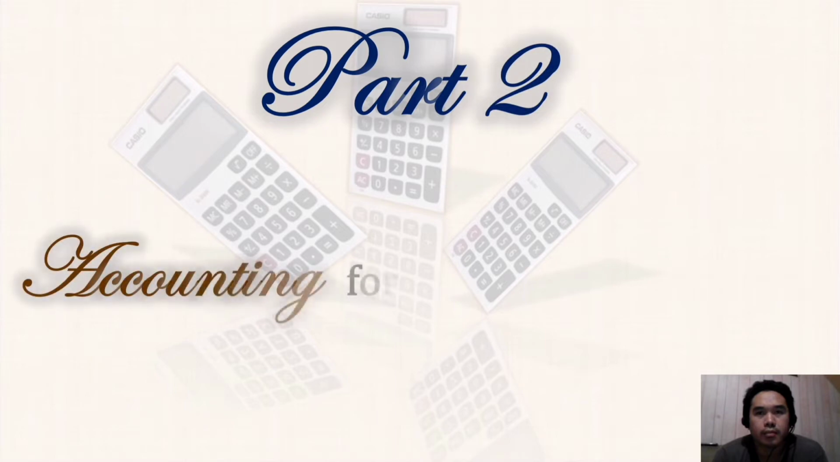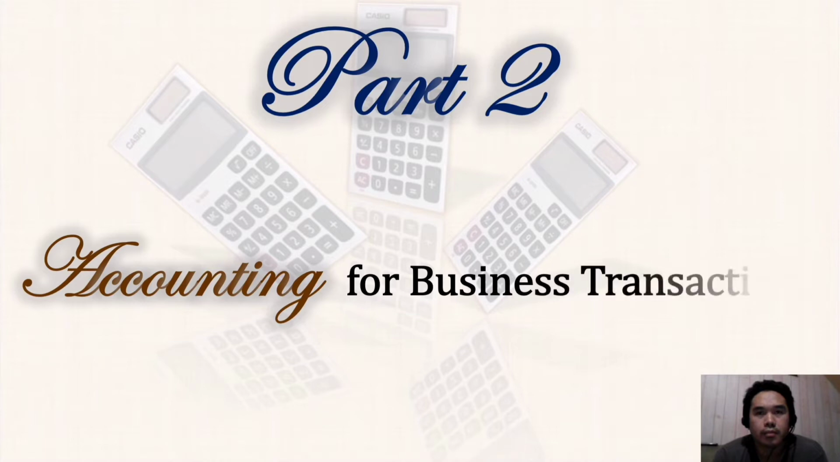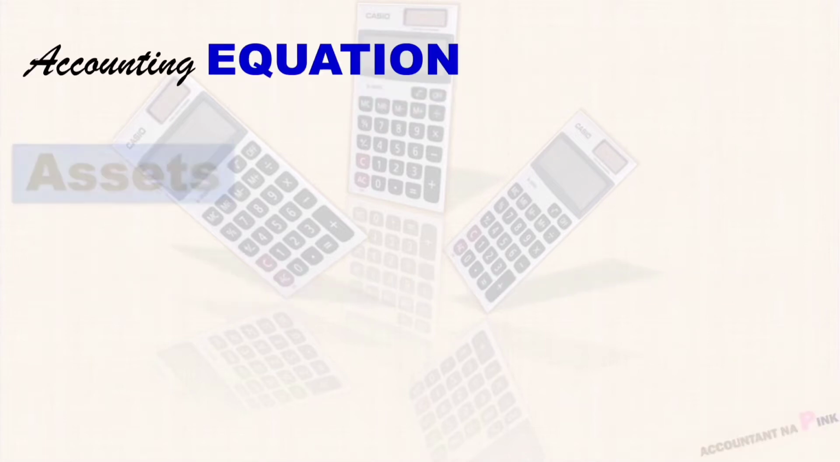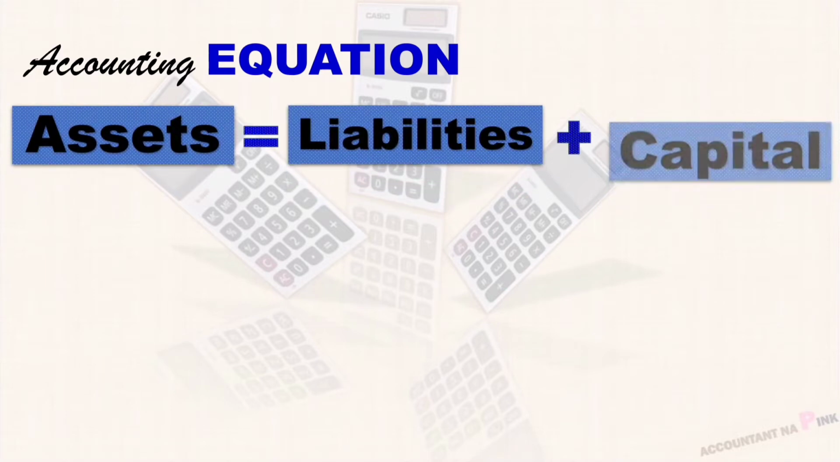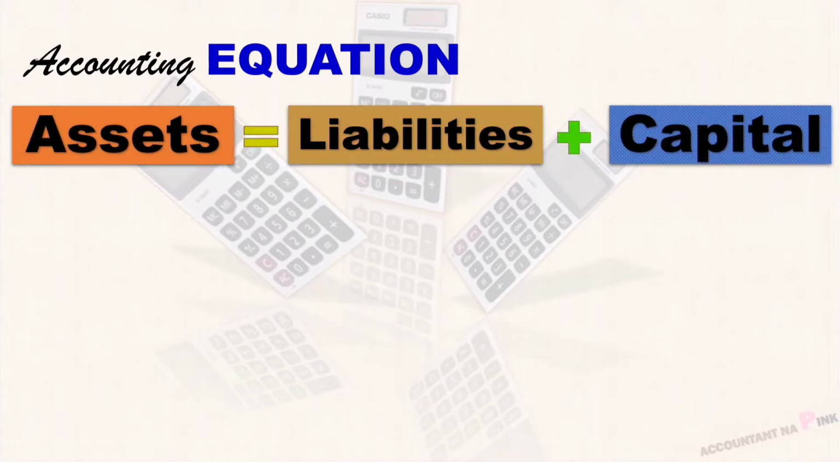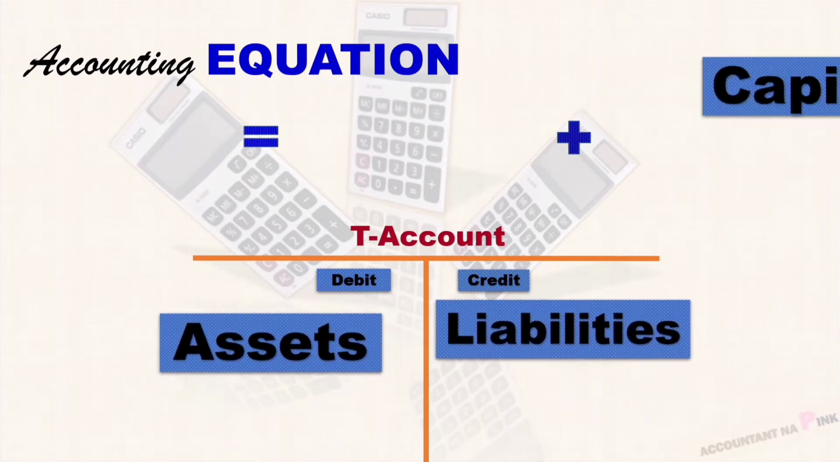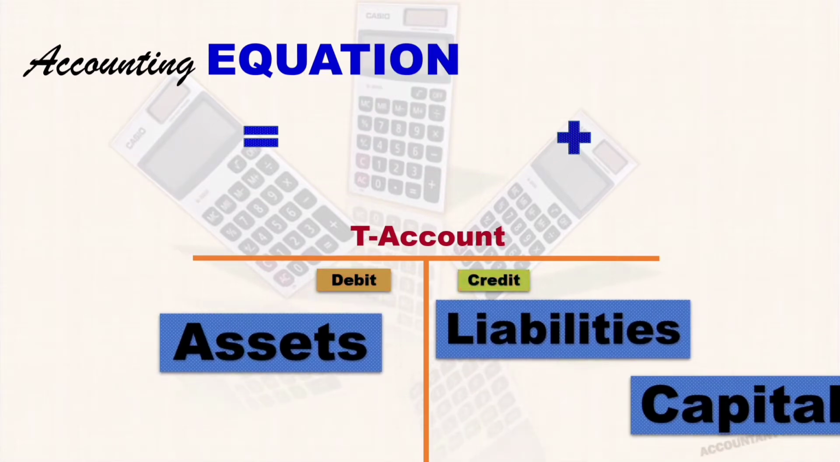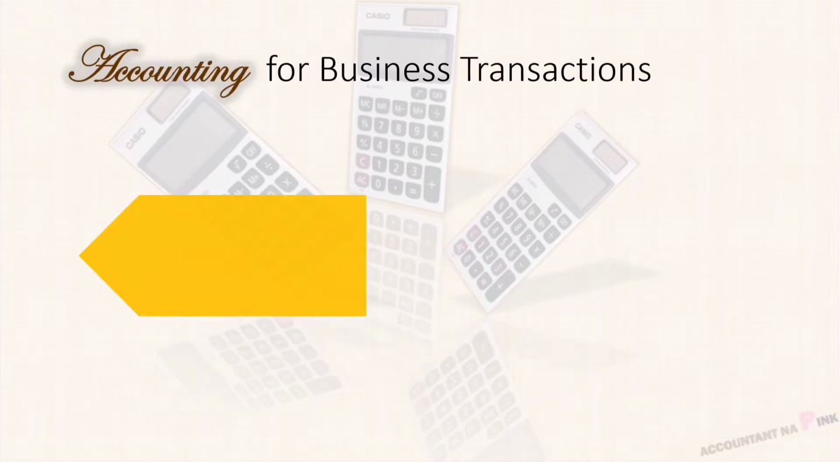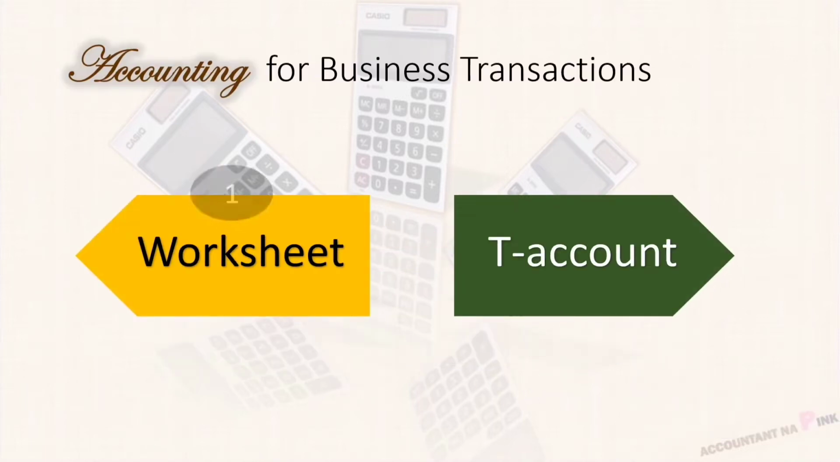Today, we will discuss the recording of business transactions using the financial worksheet. The other option of recording is using the T account. But for today, we focus our discussion on recording business transactions using the financial worksheet. That being said, we will again use the basic formula of accounting equation. The sum of total liabilities and owner's equity on the right side must equal to assets on the left side.